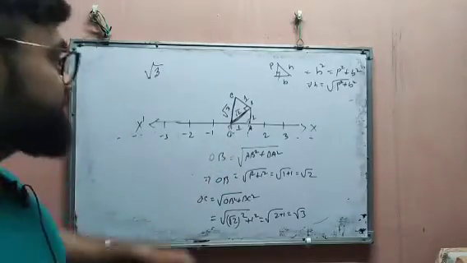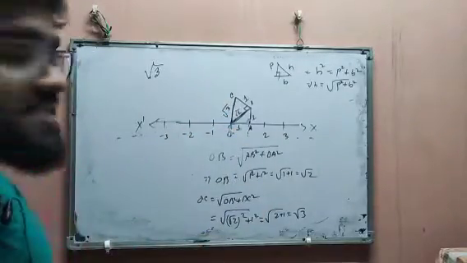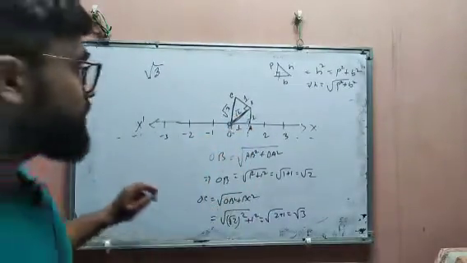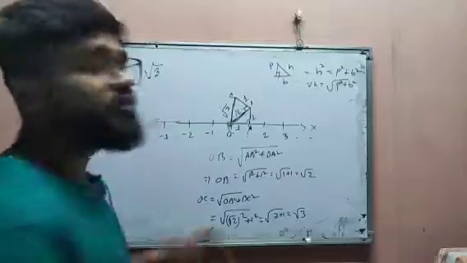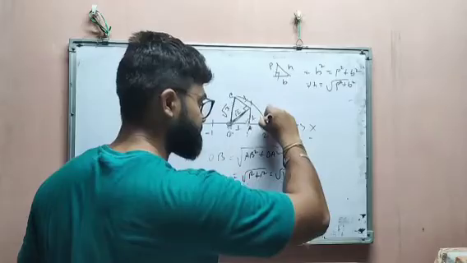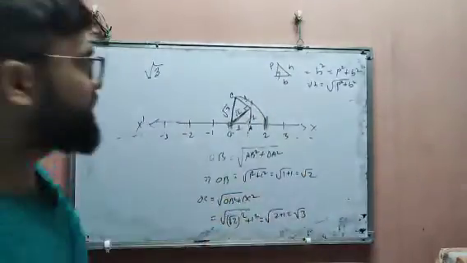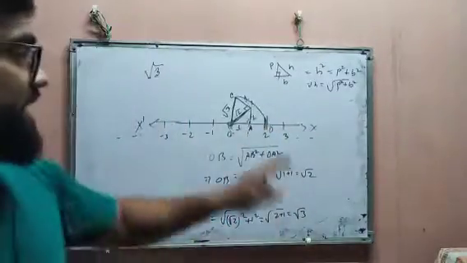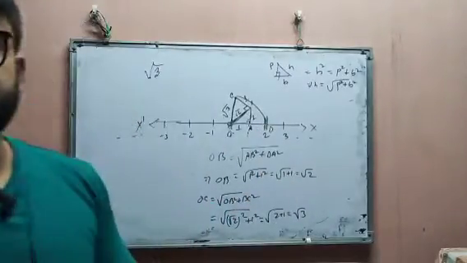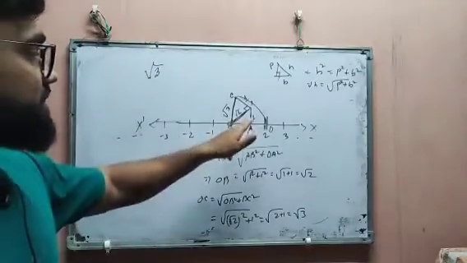Now what is the second step? We got the √3. Now we have to establish this on the number line. You have to take the center at O and take the radius equal to OC, and draw an arc. Suppose this arc intersects the axis at this point, say this point is named D. Then the point D is the representation of √3 on the number line. In this way we can represent √3.